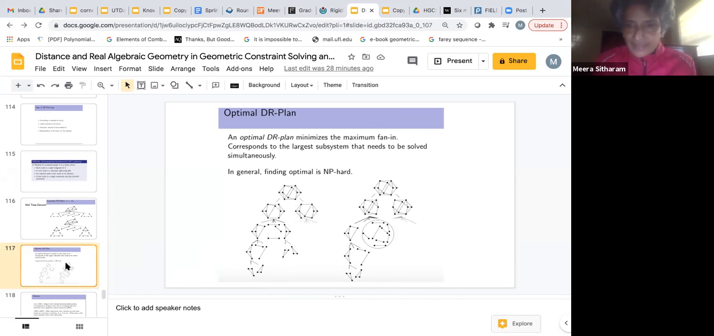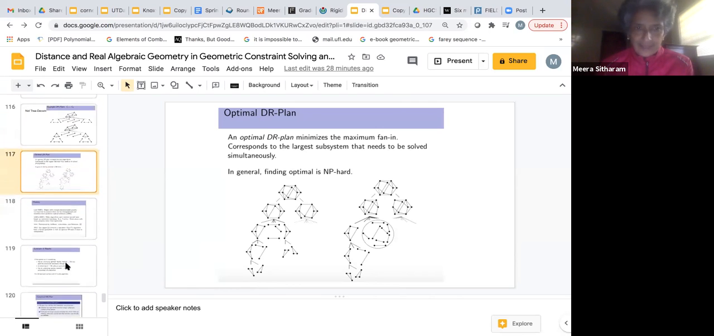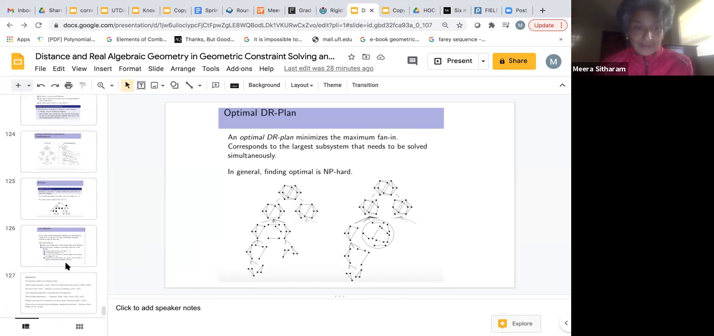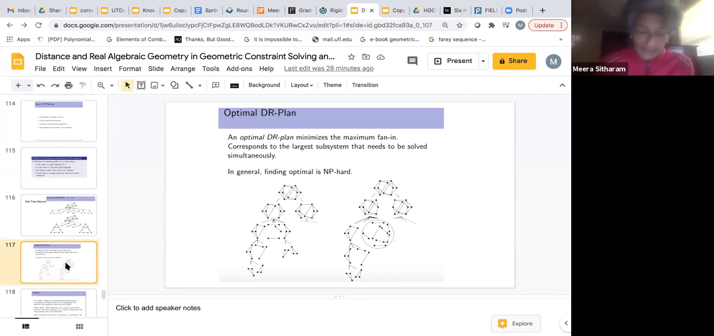And then if in fact you have a sparsity matroid or an oracle that determines maximal rigid subgraphs, then we actually have a polynomial time algorithm for finding this optimal DR plan. I wanted to go through those proofs, but I think that's probably not going to be doable in 50 minutes in any case. So I'm just going to put that off until we come back.